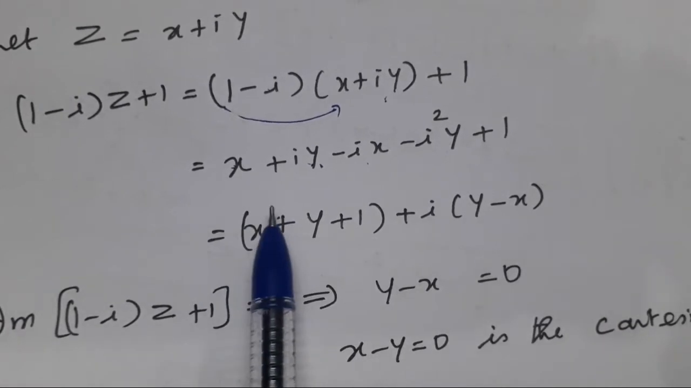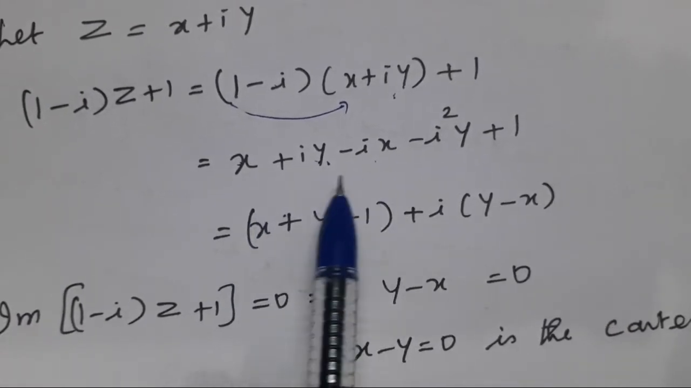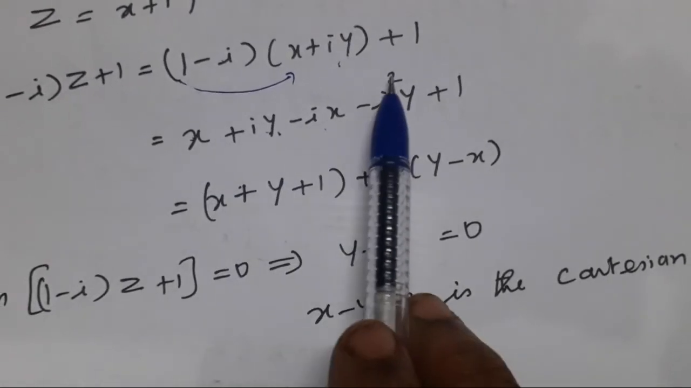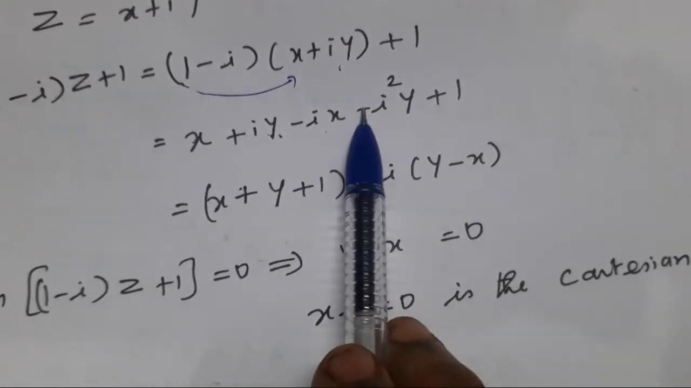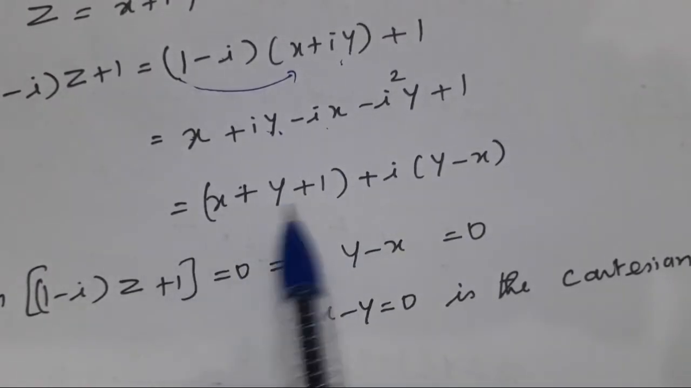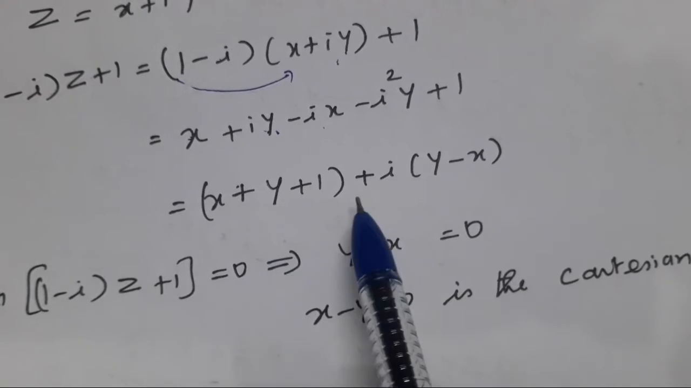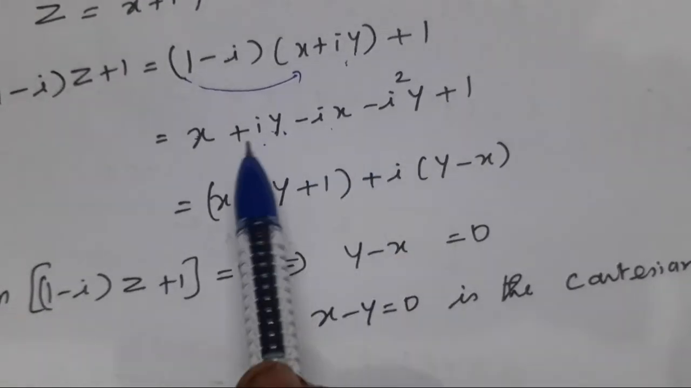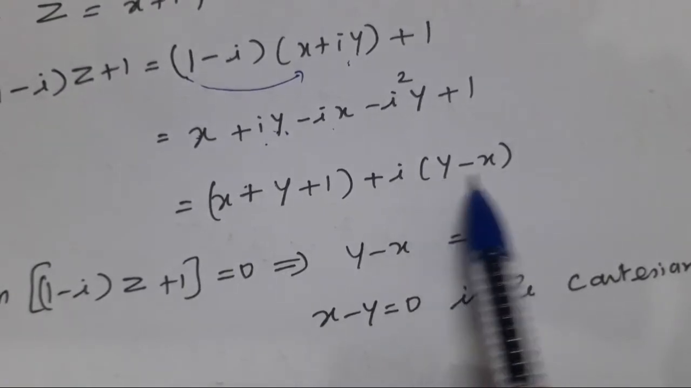Next, arrange it in real and imaginary parts, since we need the imaginary part. The real part is x. i squared is minus 1, so minus into minus gives plus y. The real part is x plus y plus 1. The imaginary part: iy minus ix, taking i common, so y minus x is the imaginary part.